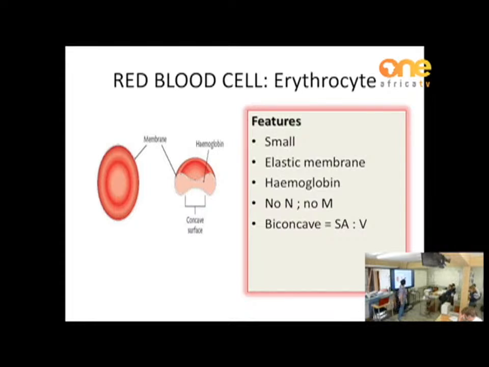If we look at the features of a red blood cell, we know it is small. How is that an adaptation for its function? It is small so it can squeeze in the tiny capillaries. It has an elastic membrane. Again, it can move. Because it's elastic, it can fold and squeeze through the tiny capillaries in order to transport the oxygen. It contains hemoglobin.